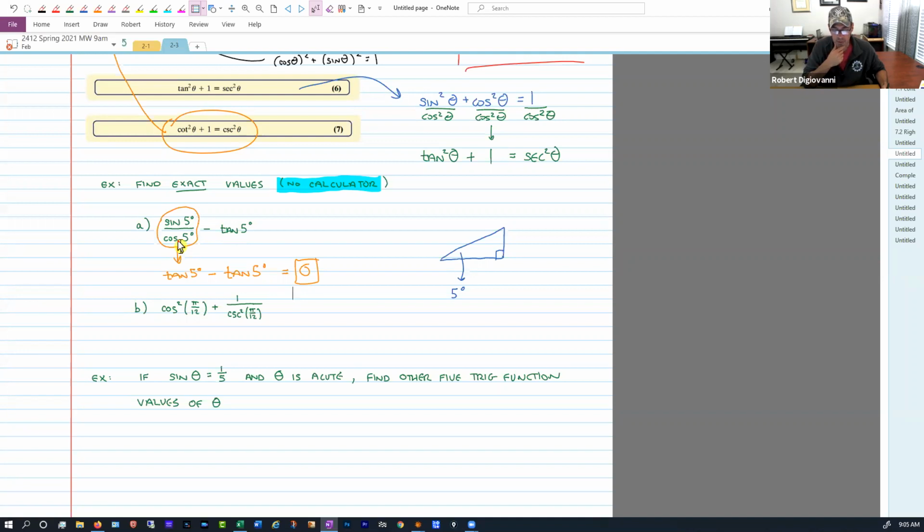Okay, what about the next one? Maybe somebody can help guide us on the next one. Let me first talk about it. It's cosine of pi over 12 squared plus 1 over cosecant of pi over 12 squared. Does anyone have any ideas of how we might be able to figure out what that is? Because we don't know pi over 12, we don't know any values.